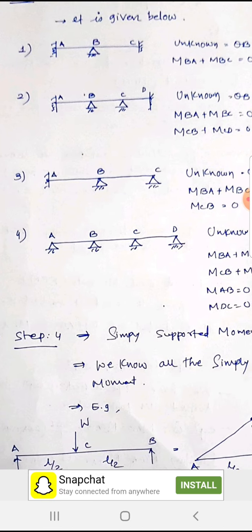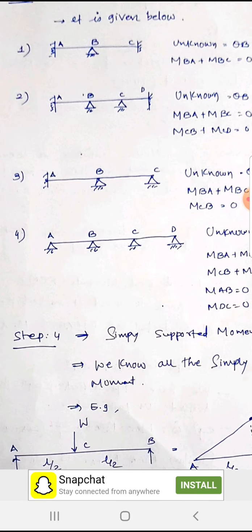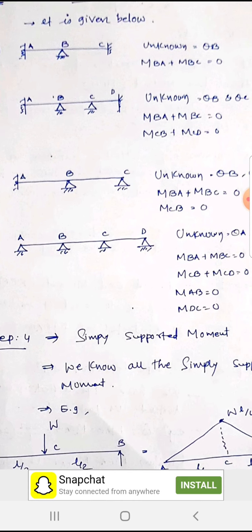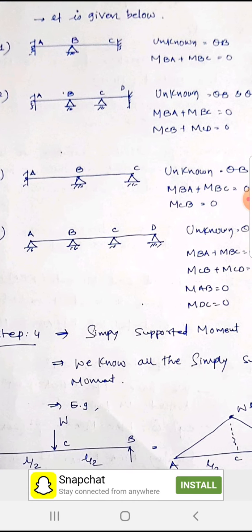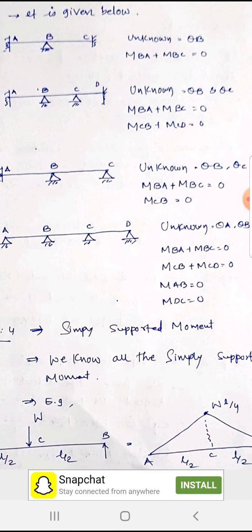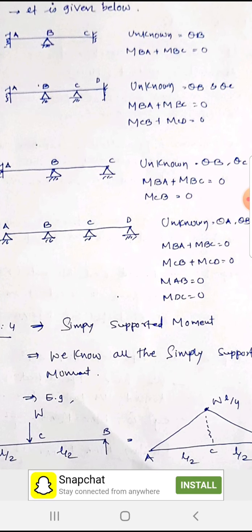Number 4, here a 3 span continuous beam and all the supports are simple, meaning the unknowns are theta A, theta B, theta C and theta D. So how can we solve that?